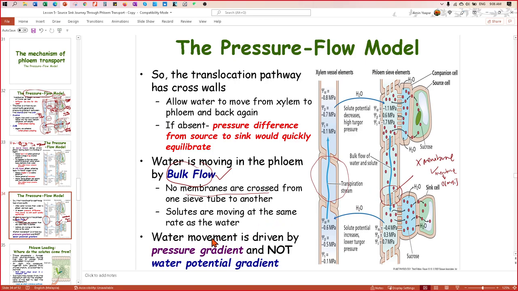Therefore, in this whole pressure flow model, water movement is driven by the pressure gradient, this bulk flow, not the water potential gradient, because that is osmosis. Osmosis is not the help now, because we need to move a lot of stuff. We need to move the sugar. We need to move the water abundantly and also abruptly. So a simple osmosis cannot do it.